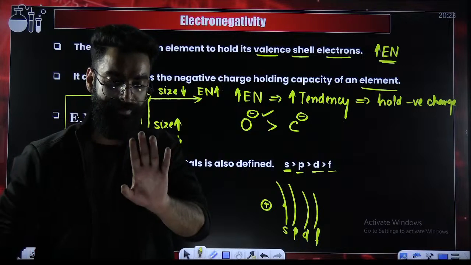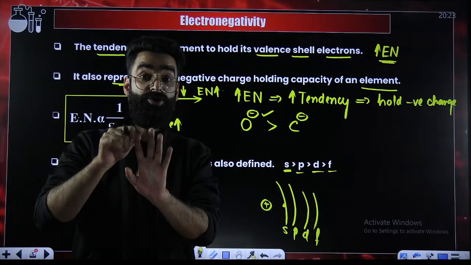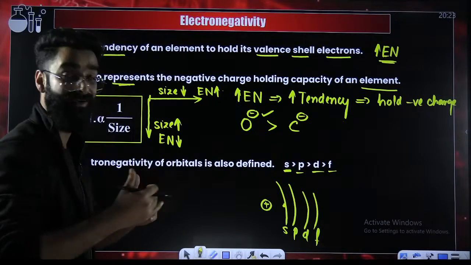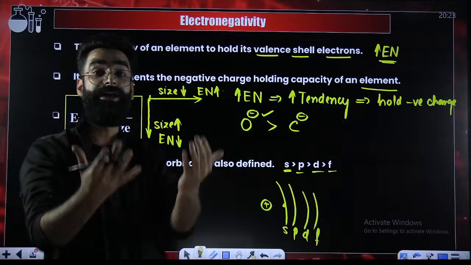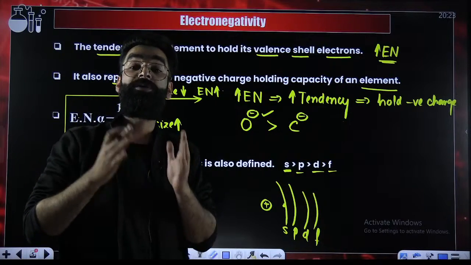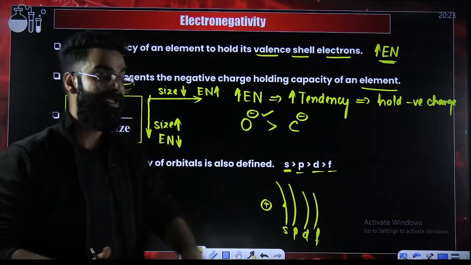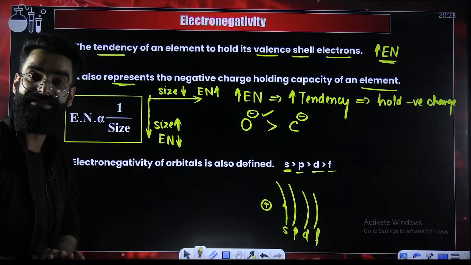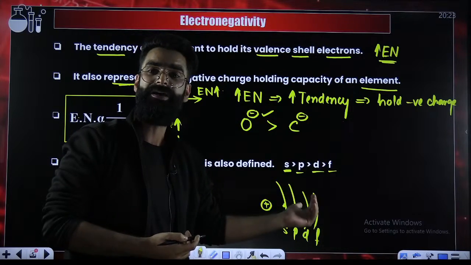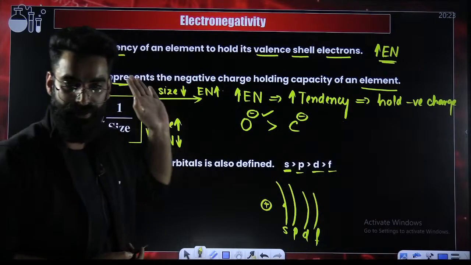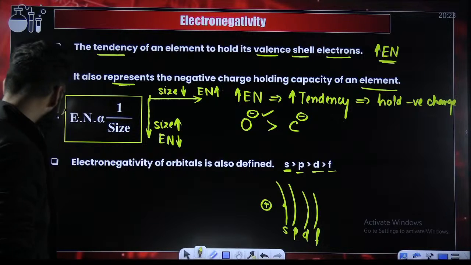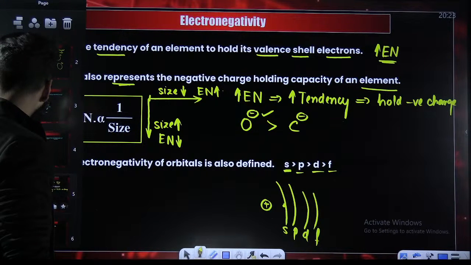Okay? So first thing, electronegativity. It gives us the idea, the tendency of an element to hold its valence shell electrons, right? More electronegative element has got more negative charge holding capacity. Electronegativity is inversely proportional to size. Electronegativity of orbitals is also defined, right? S has got more than P, P has got more than D, D has got more than F. Correct? These are few things which I would want every one of you to remember.